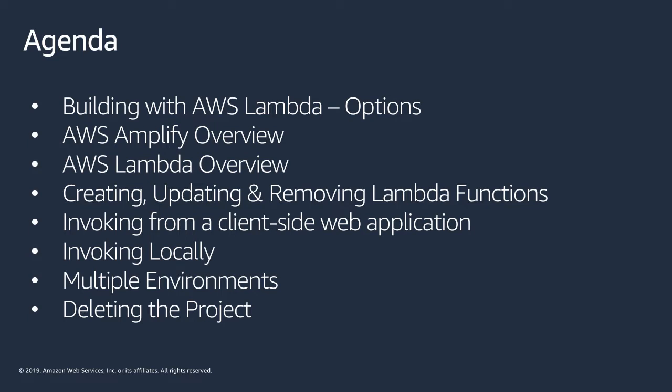Then we're going to go into the demo where we're going to create, update, and remove Lambda functions. We're going to look at how to invoke Lambda functions from a client-side web application. In our case, that's going to be React. We're going to look at how to invoke these functions locally using our terminal and working with a curl command. We're also going to look at how to work with multiple environments and also deleting the project once we're done. So let's go ahead and get started.